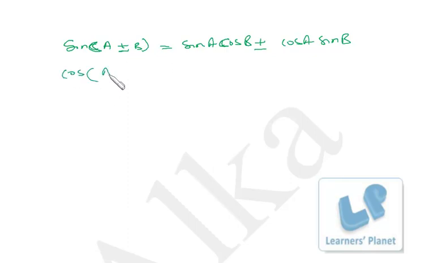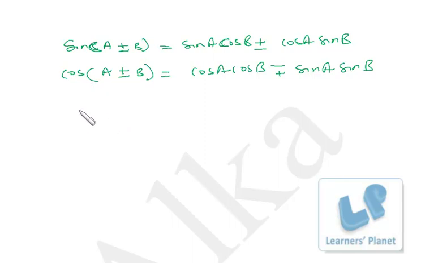Similarly, cos A plus minus B is equal to cos A cos B minus plus sine A sine B, right? So cos A plus B will be cos A cos B minus sine A sine B. Cos A minus B will be cos A cos B plus sine A sine B, right? Using these 4 formulae, we'll be making so many other relations, right? So how do we make the relations? We just go one by one.